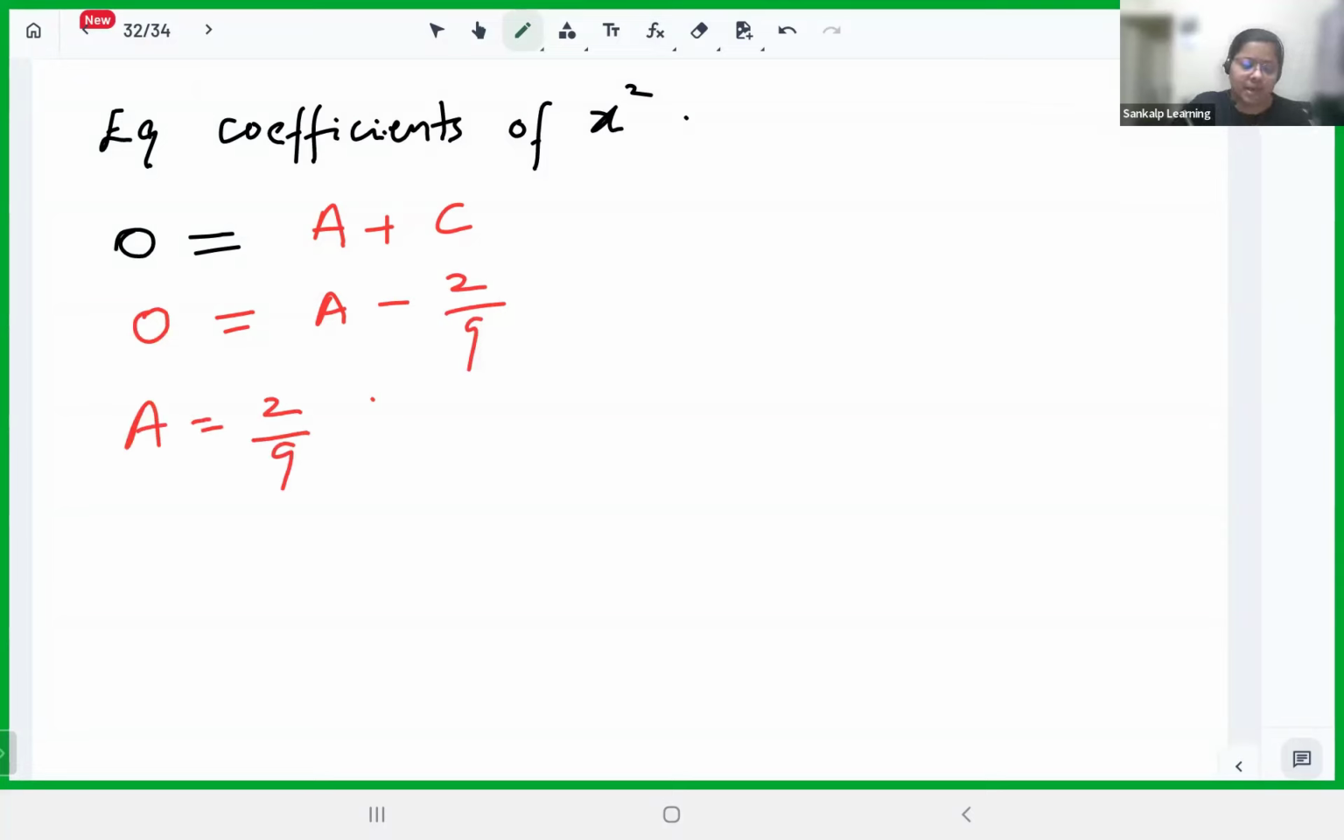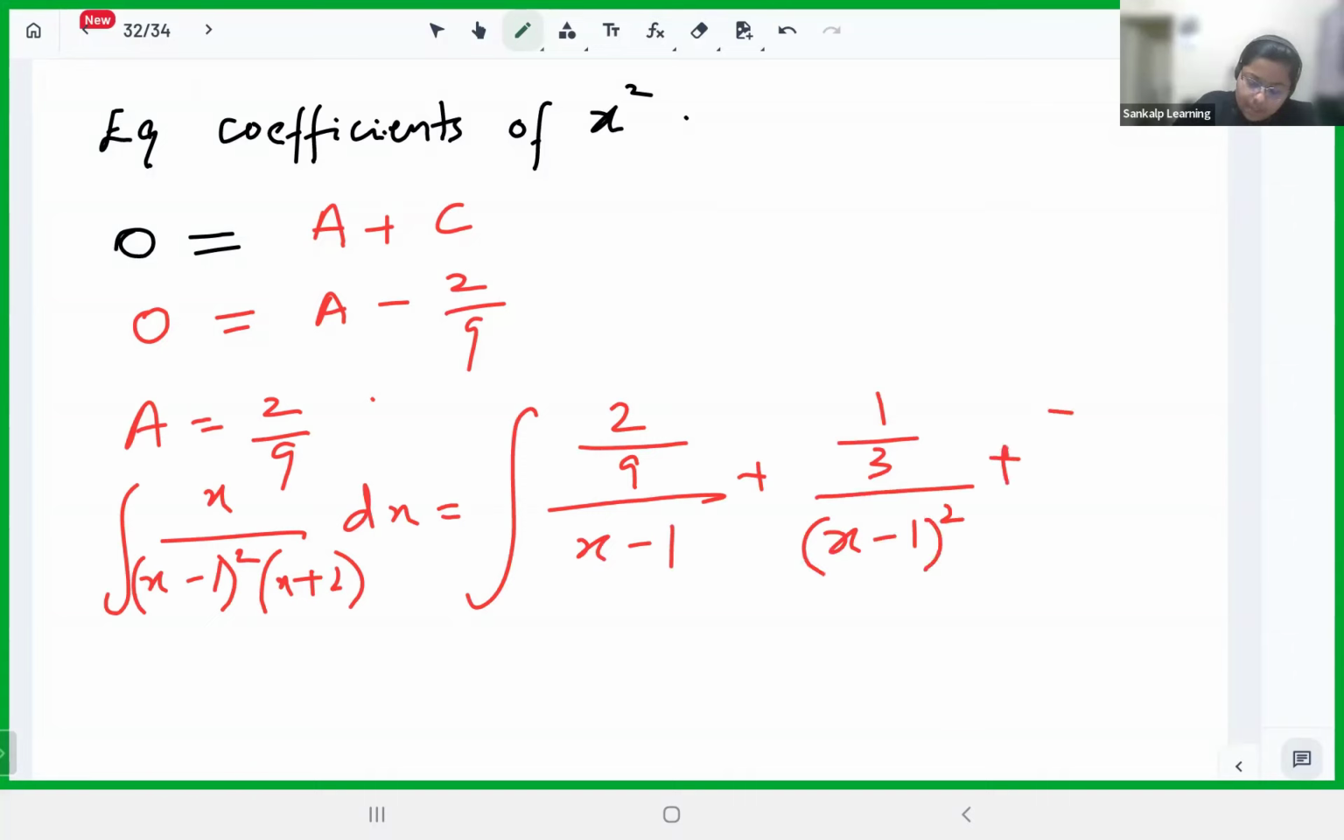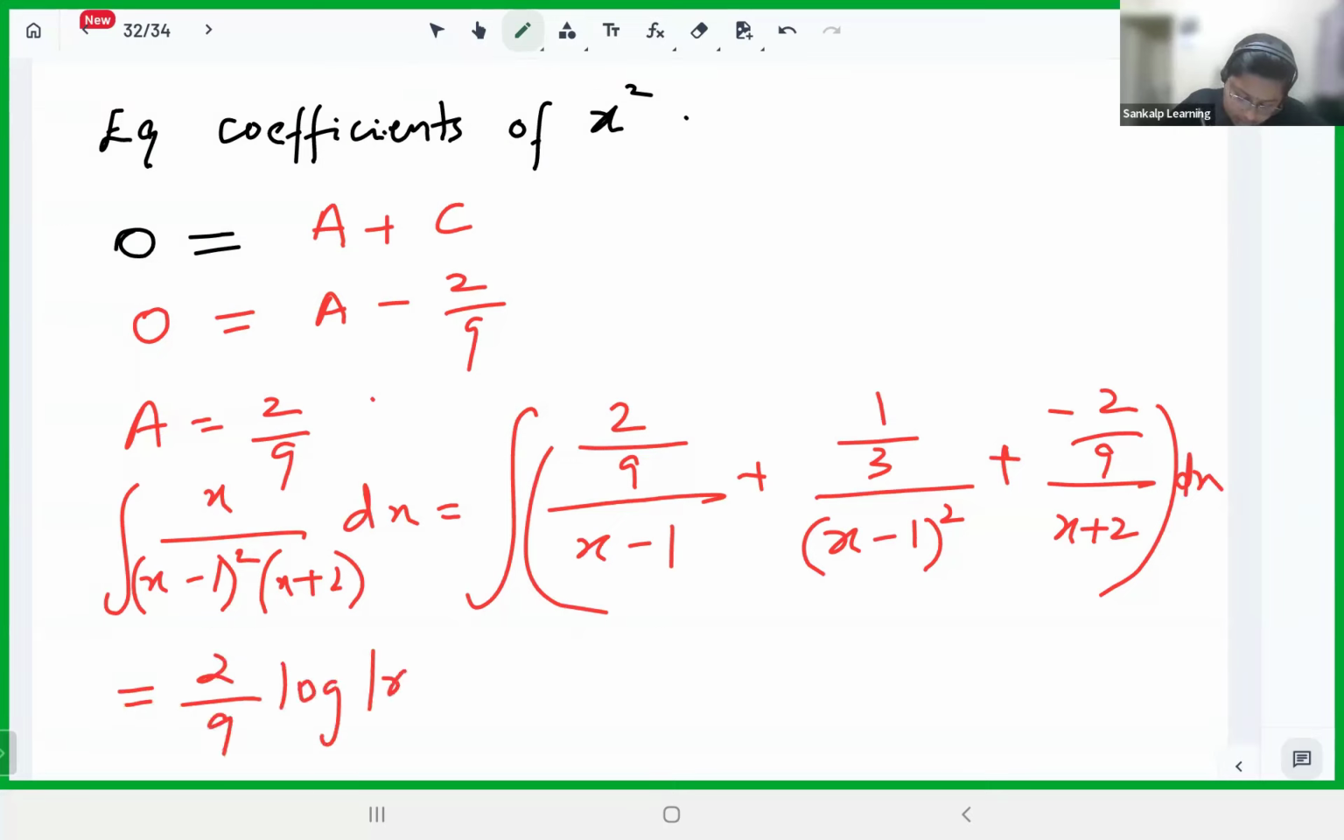We have got the values of A, B and C, which means integral x by (x minus 1) the whole square into (x plus 2) dx can be written as integral of 2 by 9 by (x minus 1) plus 1 by 3 by (x minus 1) the whole square plus minus 2 by 9 by (x plus 2) dx. So this is equal to 2 by 9 log mod x minus 1 plus 1 by 3 into this is actually integral of 1 by x square. It is minus 1 by x, right?